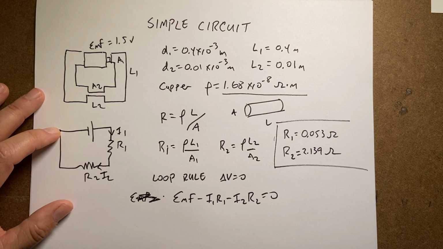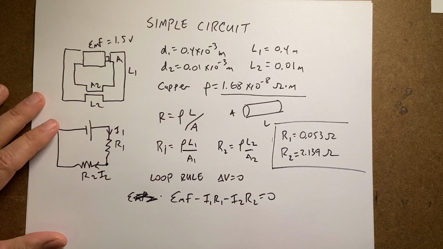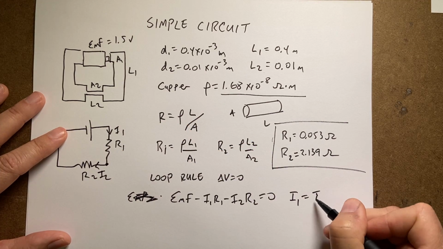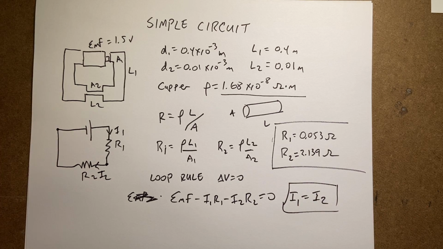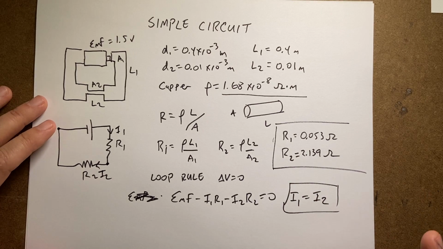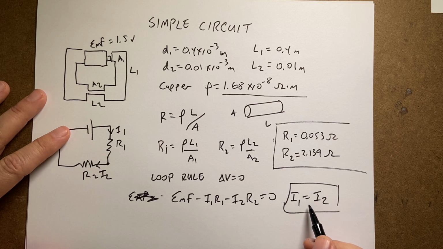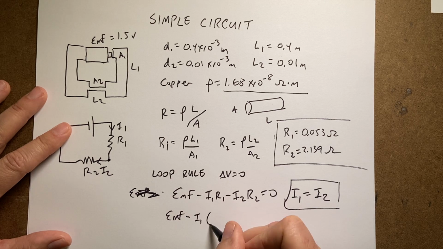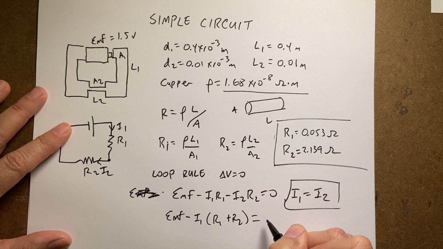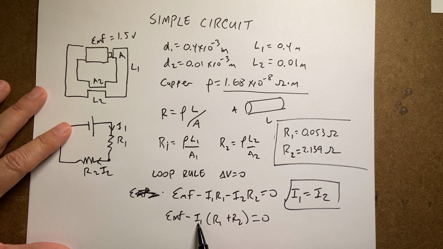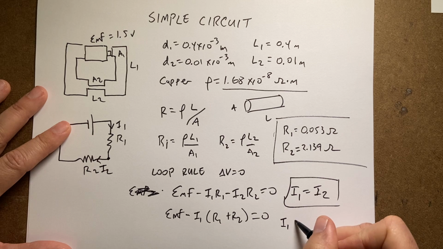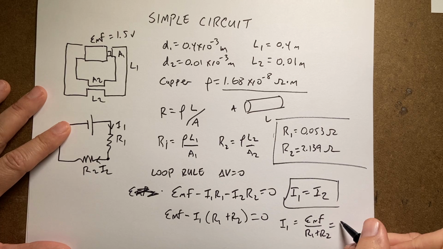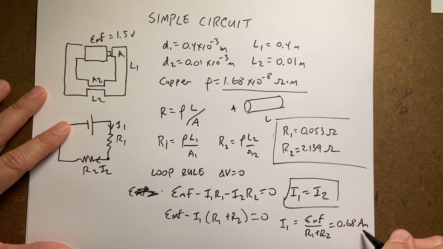And I'll get back over there. Now here I have a junction, and I have a current coming in, current leaving, such that I1 is equal to I2, which, yeah, duh, okay, but I'm trying to be fair here, people. So that means that this could be written as EMF minus I1 times (R1 plus R2) equals 0. Now I can solve this for I1, and I get I1 equals EMF over R1 plus R2. And I get 0.68 amps.